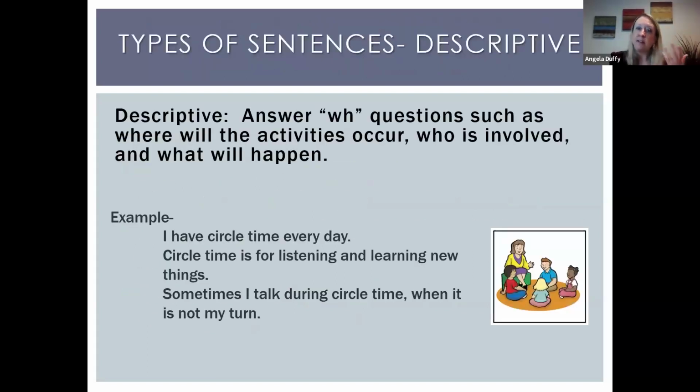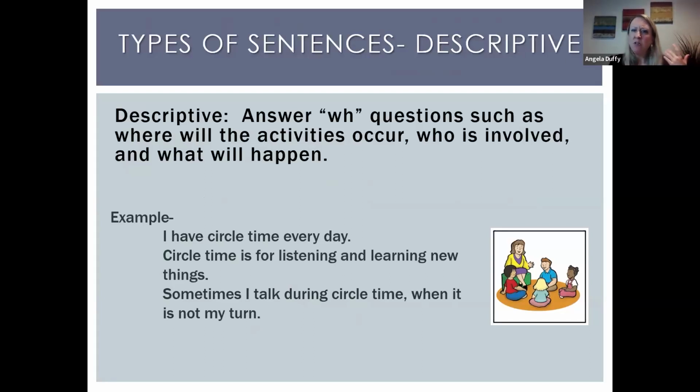To describe these sentences, I've written a social narrative about circle time and why it's important to raise your hand during circle time. Okay. For descriptive sentences, we want to answer those WH questions: where will the activities occur, who is involved, and what will happen. My example is: I have circle time every day. Circle time is for listening and learning new things. Sometimes I talk during circle time when it is not my turn.